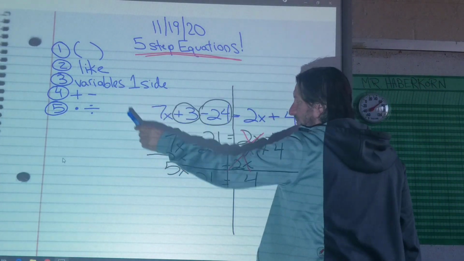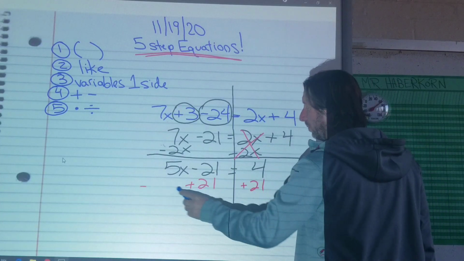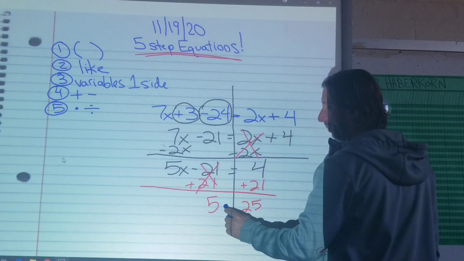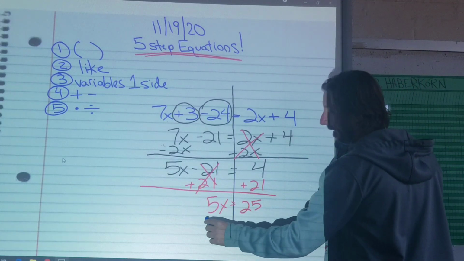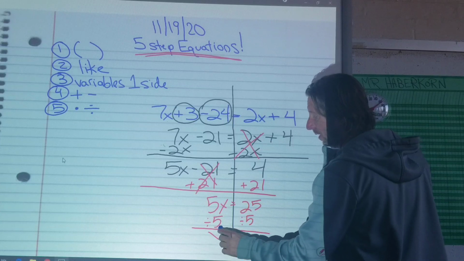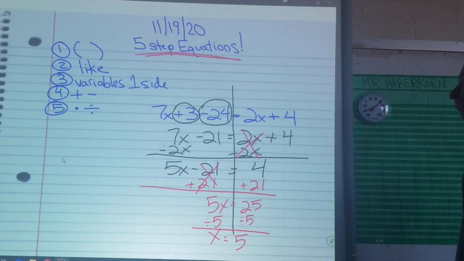Two-step equation. Those cancel out. One-step equation. 5 times x, we do the opposite, divide by 5. X equals 5, right? So just look for the steps, take your time, do your best, and then starting tomorrow, we're going to talk about the special equations, the weird ones, okay?